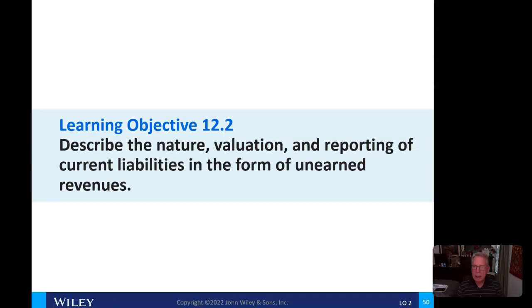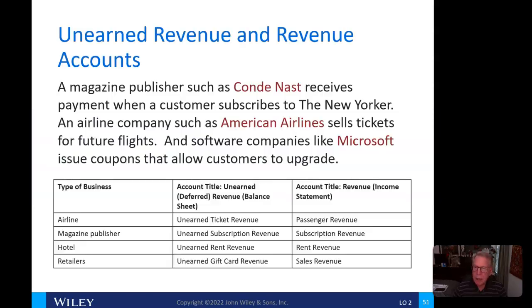All right, now we'll move to learning objective 2 here. We'll describe the nature, valuation, and reporting of current liabilities in the form of unearned revenue. Now, normally this is an easy one to remember because if we get paid in advance for something that we have not earned, it's going to be unearned and we will have a liability to perform those services or provide those products. So, some examples of that are here.